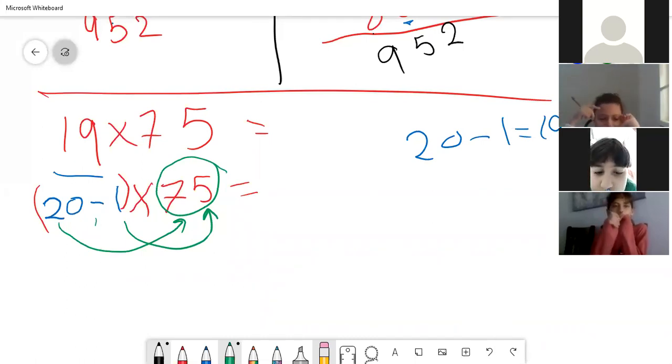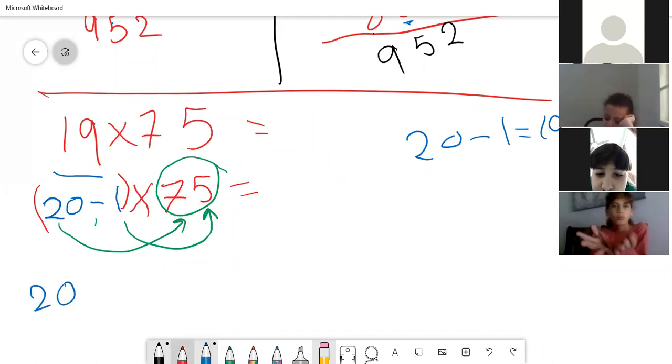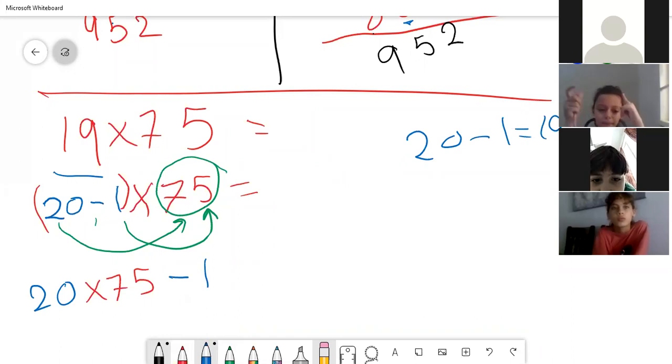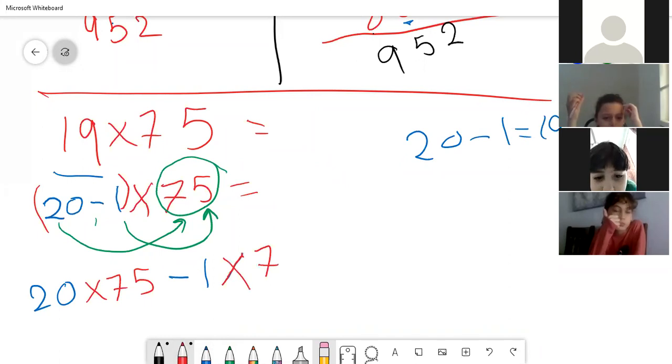We have minus. So the problem will be 20 multiplied by 75, minus 1 times 75. Not only by 5, by the whole number, guys, 75. So we multiply 75 by 20 and by 1. We extended the multiplication.